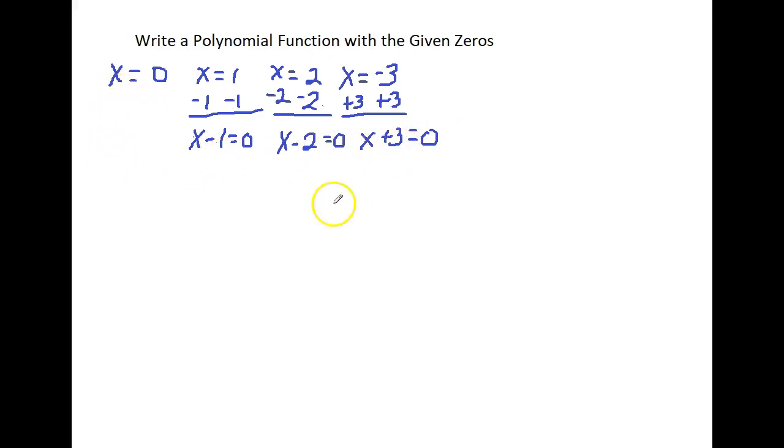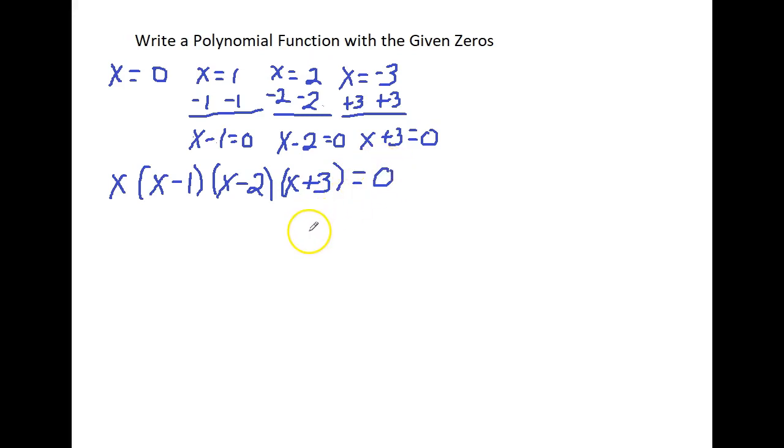Now we're going to put the factors together and have everything equal to just 1 0. So we have x times x minus 1 times x minus 2 times x plus 3 close parenthesis equals 0. What I'm going to do is just take these 2 at a time and multiply them. So I'm just going to change a color and go off to the side.